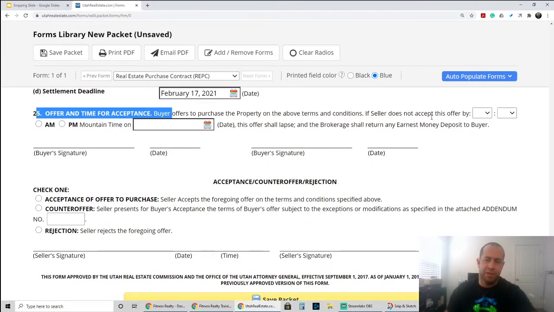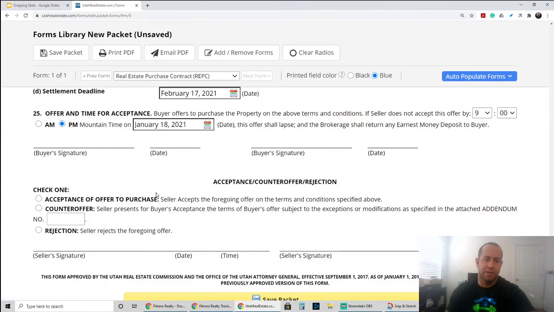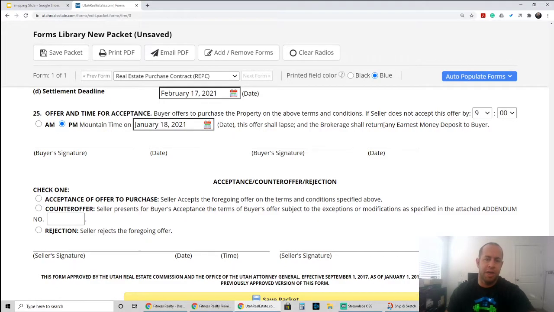Offer and time of acceptance. This is that part where I was talking about how you could put in a different time. Maybe you want 9 p.m. instead of the standard 5 p.m., right? Write in what you want. Let's say we want offer and acceptance by the 18th. This is not a binding time. Putting this time down does not say, make sure you answer to us before this deadline. This is saying, hey, if you don't talk to us before this deadline, this contract just goes void, no worries, and it just ceases to exist.